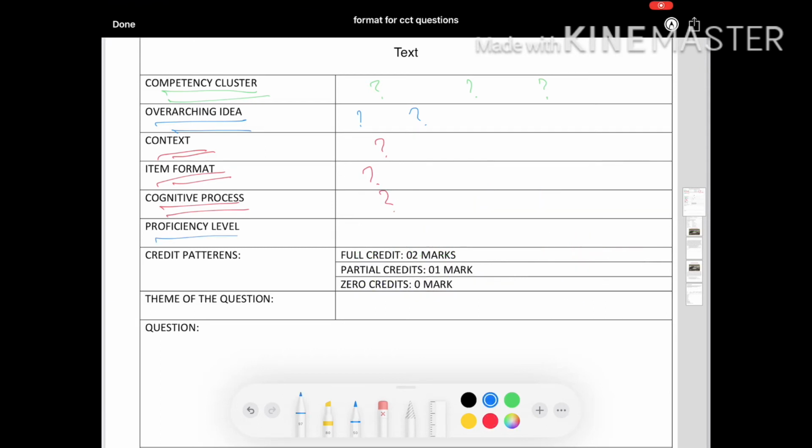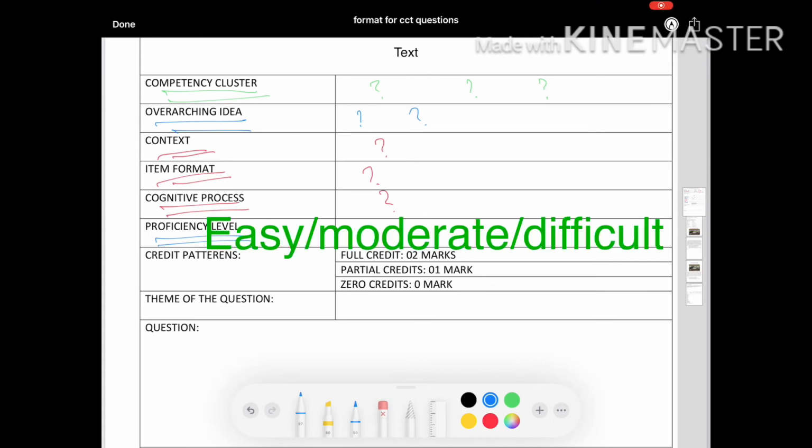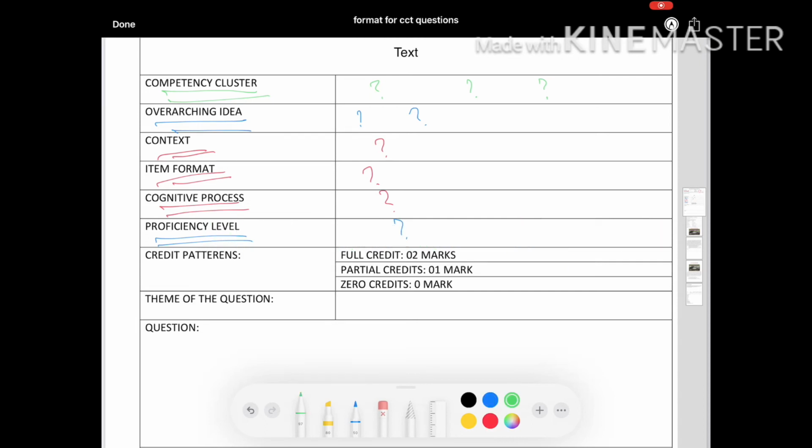Next is proficiency level. Here we have to write whether the question paper is easy or moderate or difficult, depending on the level you write here. Next is credit pattern.